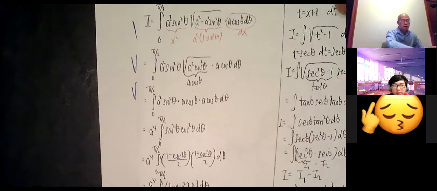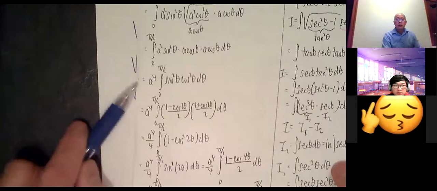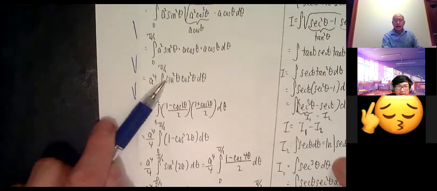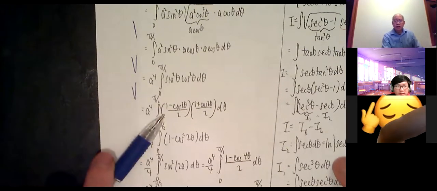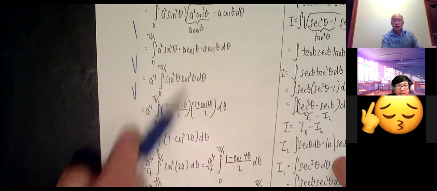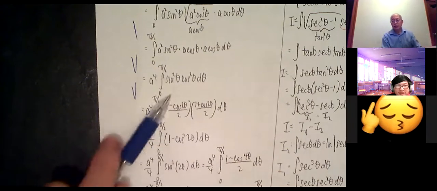So we're just kind of retracing our steps here. All right, so a to the 4th, sine squared, cosine squared. The identity is sine squared theta is 1 minus cosine 2 theta over 2. Put that on your cheat sheet. Cosine squared is 1 plus cosine 2 theta over 2. Put that on your cheat sheet. Although if we were meeting face to face, I'd make you guys memorize it.